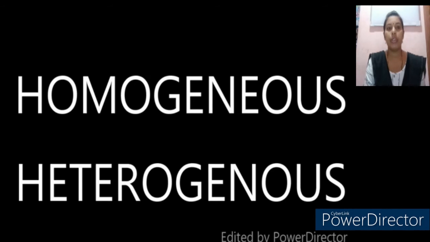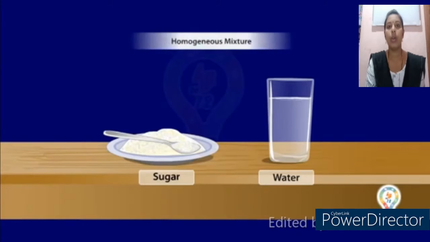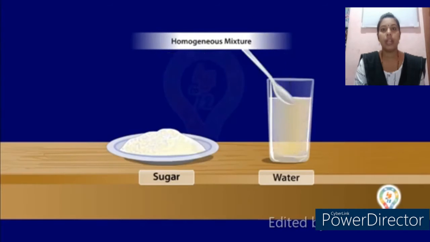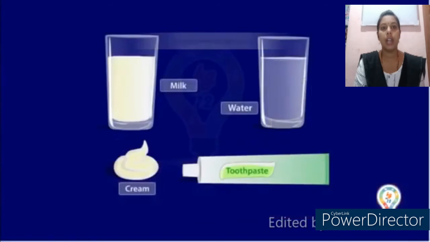First, homogeneous mixtures. A homogeneous mixture is a mixture whose components are soluble in each other. For example, when sugar is added to water, it dissolves in water completely, and we cannot see sugar particles in water. Another such example is milk, which contains water and cream.